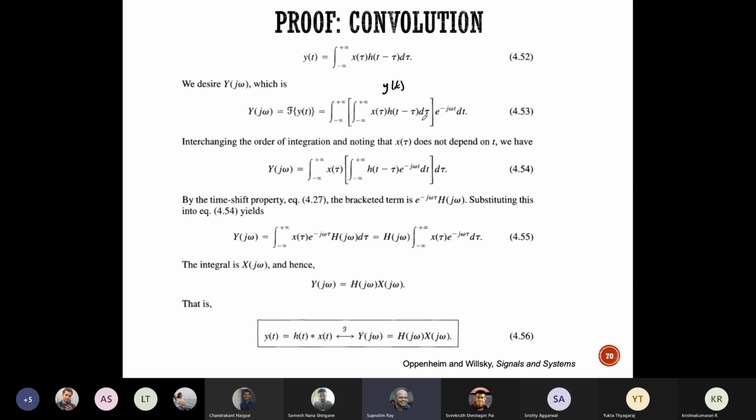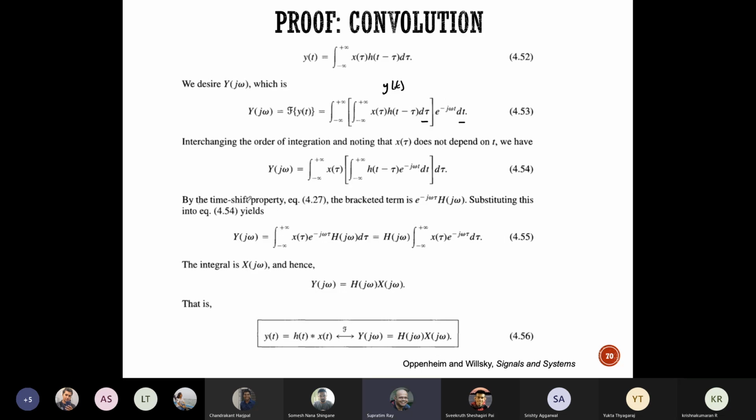Now there are two integrals, one that's integrating over tau, the other one that's integrating over t. So I just do the integral over t first. So x(tau) goes out, d tau comes here, and everything that is dependent on t comes inside the inner integral. So it's h(t minus tau). Whatever I had done here, I have just taken e to the power minus j omega t inside dt.